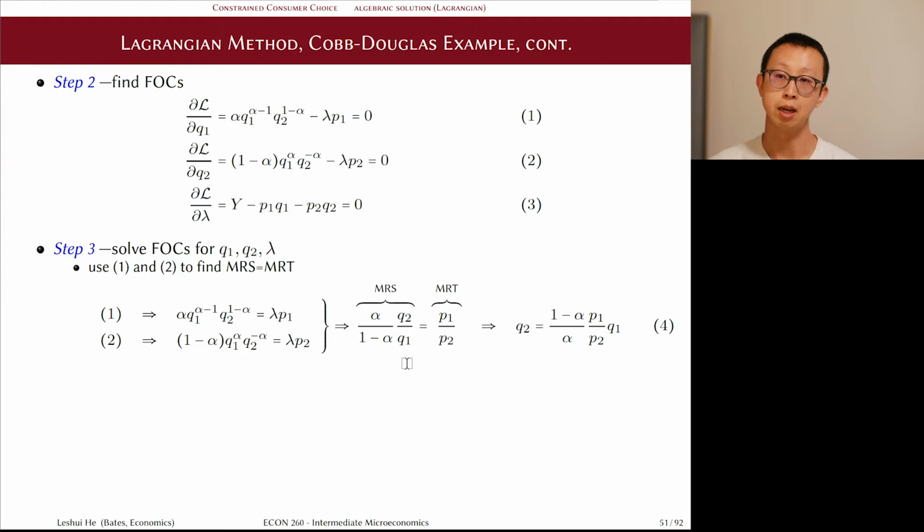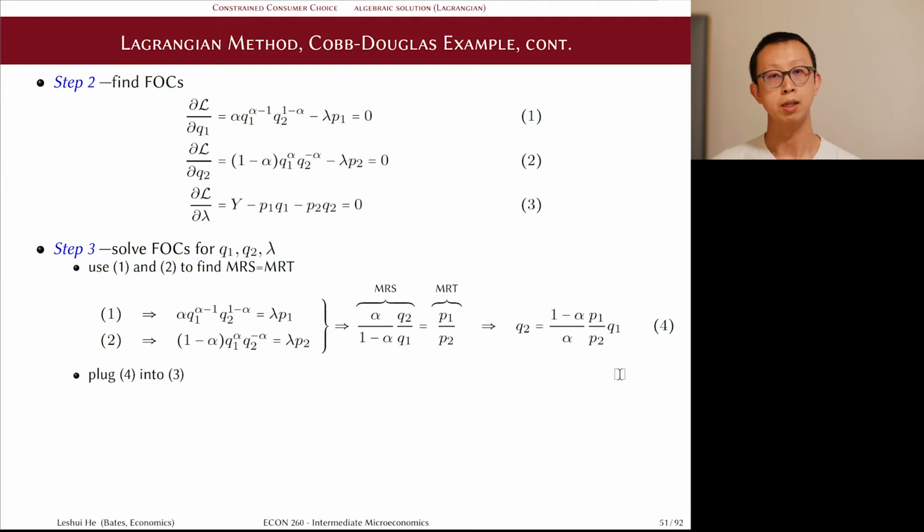To do that, I'm just going to multiply both sides of the equation by Q1, and that will put Q1 on the right-hand side of the equation multiplied by P1 over P2, so that gives us this part. And then I'm going to multiply the reciprocal of alpha over 1 minus alpha on both sides of the equality, and that will give me Q2 is equal to 1 minus alpha over alpha times this expression. And there we have it. We're going to call this equation our equation 4.